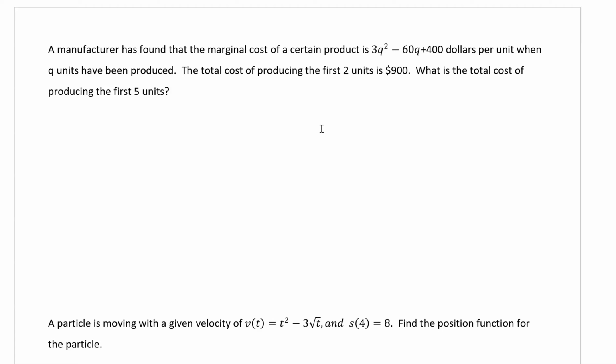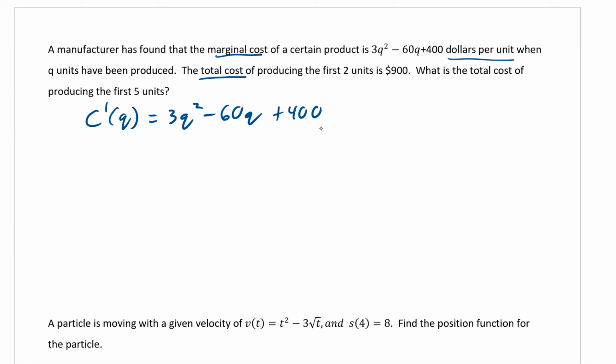So what we're going to be doing is taking all that info that's given and rewriting it. We know our C prime of Q, which is our marginal cost, is equal to 3Q squared minus 60Q plus 400. And you can tell that's our rate because it's dollars per unit. It also says marginal cost.